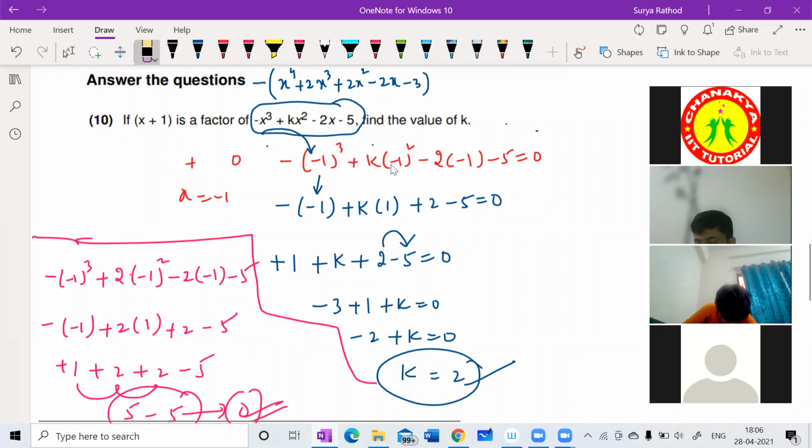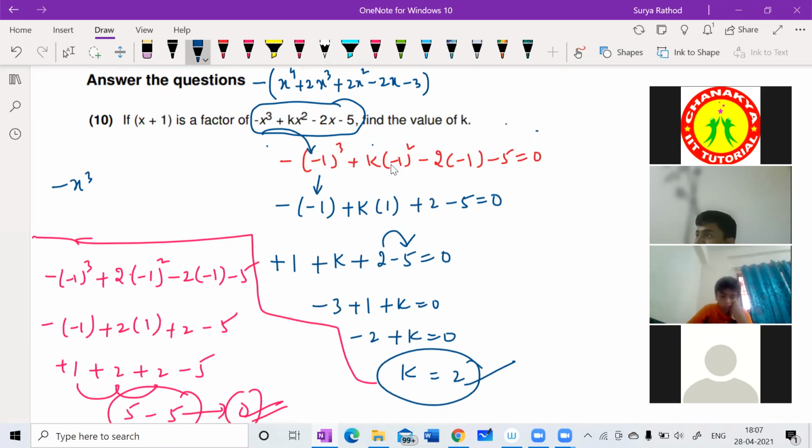Let me write the expression here. Minus x cube we have. See here: minus x cube plus kx square minus 2x minus 5. So I'm writing minus as it is. In place of x, I'm substituting minus 1. Getting my point? Okay. K, I got 2 here. Same again.